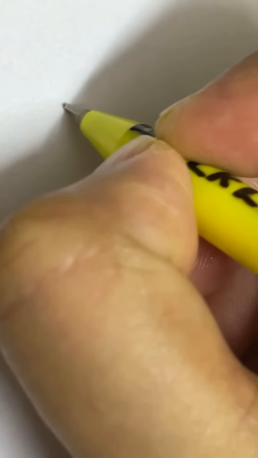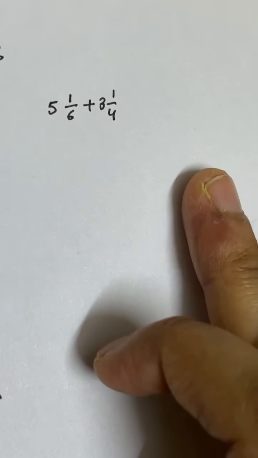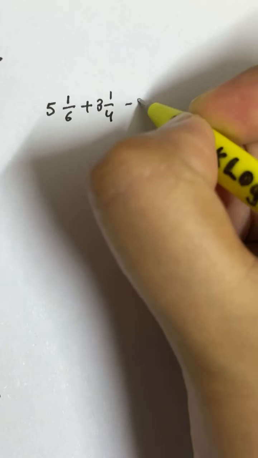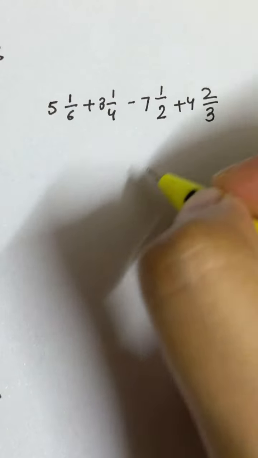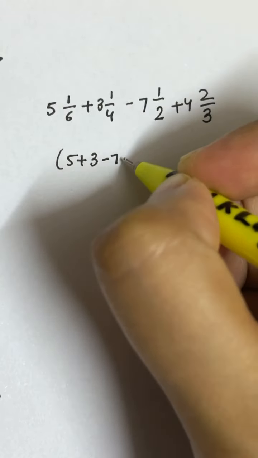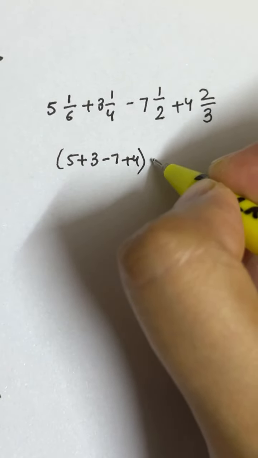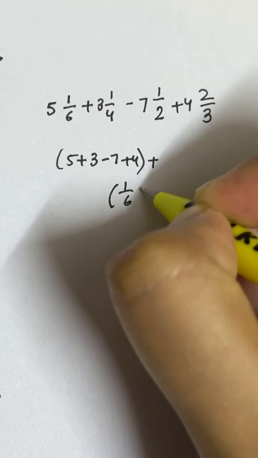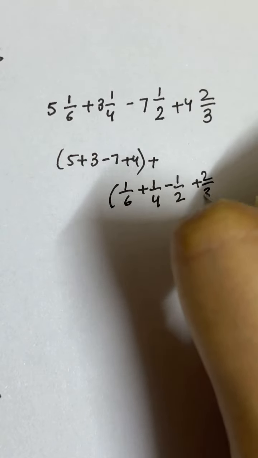Like, if you have 5 1/6 plus 3 1/4 minus 7 1/2 plus 4 2/3. So how are we going to do this? So take all the whole number parts together. 5 plus 3 minus 7 plus 4. Okay, and then all the fractions together. Plus, I'll write down here 1/6 plus 1/4 minus 1/2 plus 2/3.